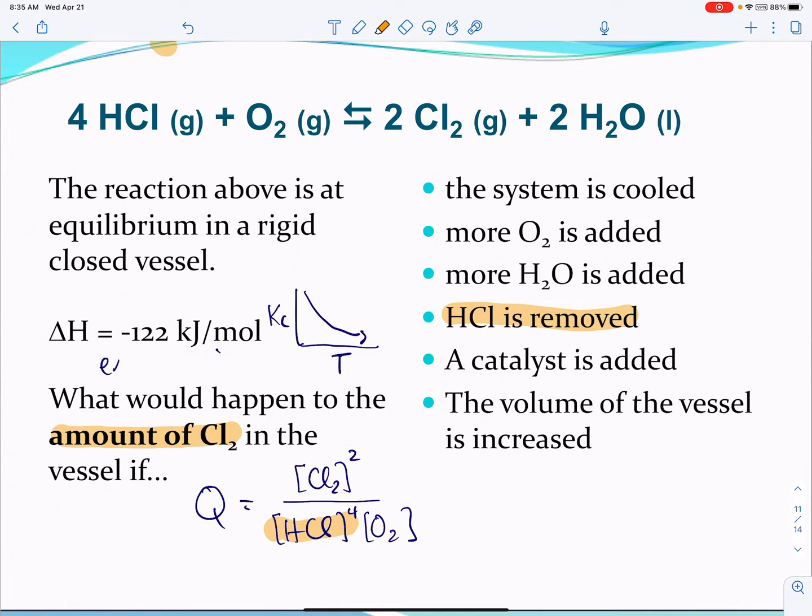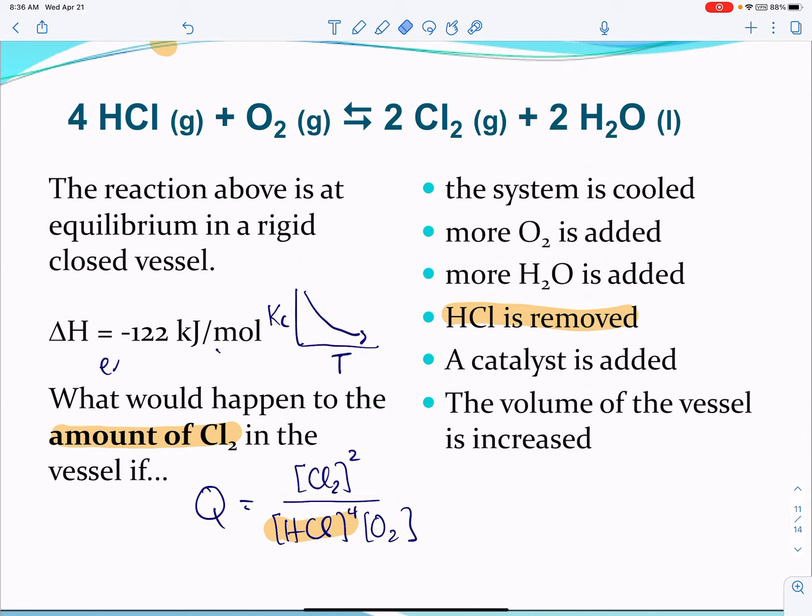Okay, so check your answer one more time. You removed HCl, causing HCl's concentration to drop. With a smaller HCl concentration, Q gets bigger. You're dividing by a smaller number. Kc didn't change because temperature didn't change. So if Q got bigger and K didn't change, Q is now bigger than Kc. And that causes a reverse shift in equilibrium. And if the reaction shifts reverse, you'll have less chlorine because chlorine is on the right side of that equation.